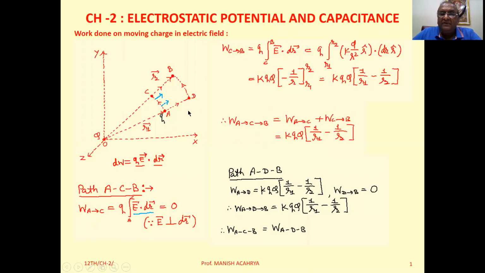So here we can say this thing: the work done on moving charge q in the electric field over a closed path. If we take a closed path, the initial and final positions are the same. If the initial and final positions are the same, the total work done is 0. Or, in another way, we can say the integration of the electric field over a closed path is always equal to 0. This is an important result.